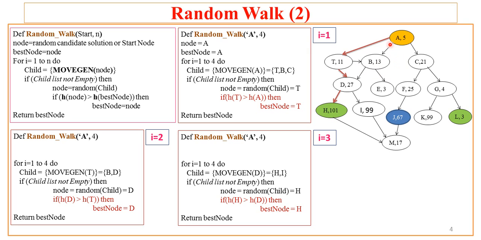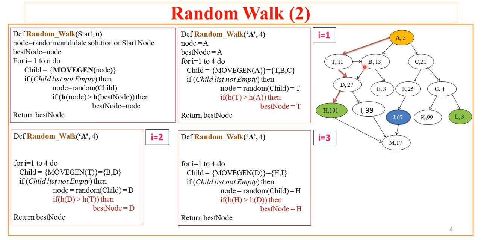So we have a graph with certain nodes, and this graph is completely a directed graph, and moreover this graph has nodes and associated heuristic values. So A is the node and 5 is the associated heuristic value. Similarly, we have nodes T, B, C, D, E and so on. So we'll explore this graph at the time of execution of this algorithm.